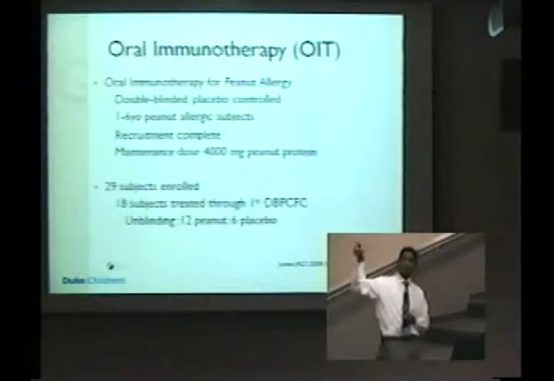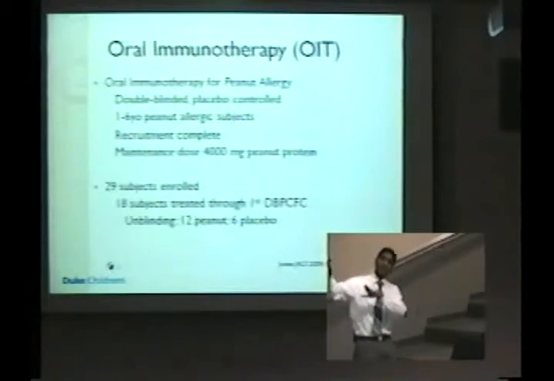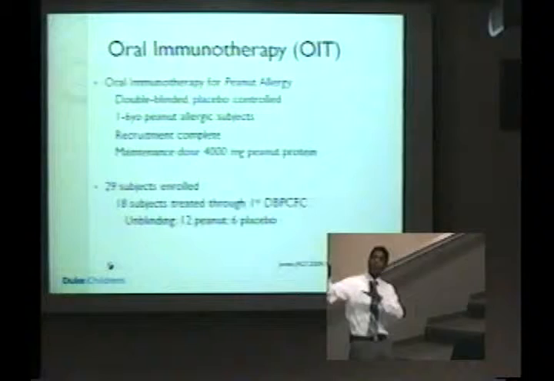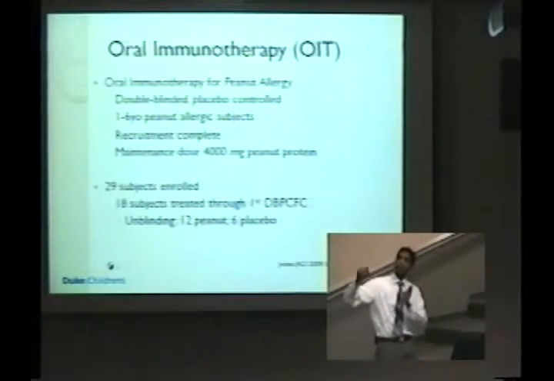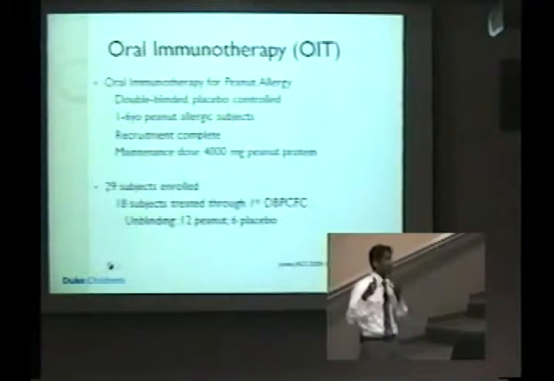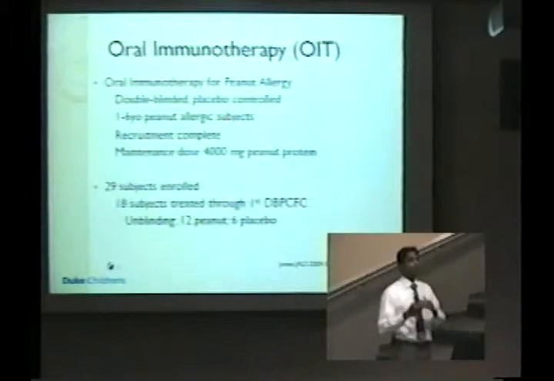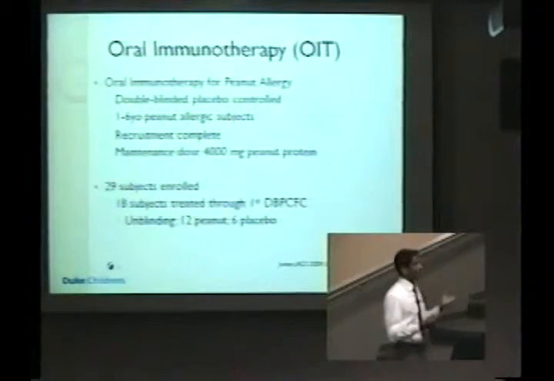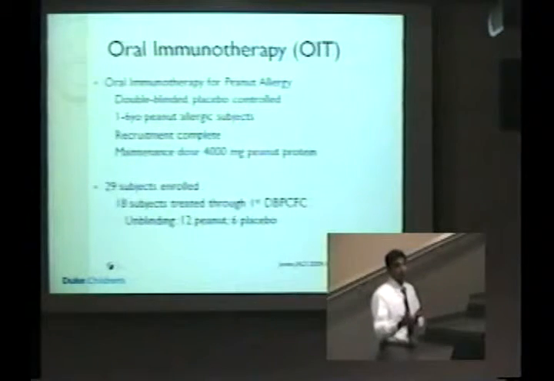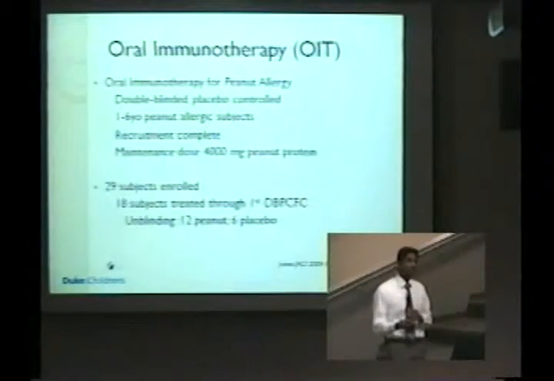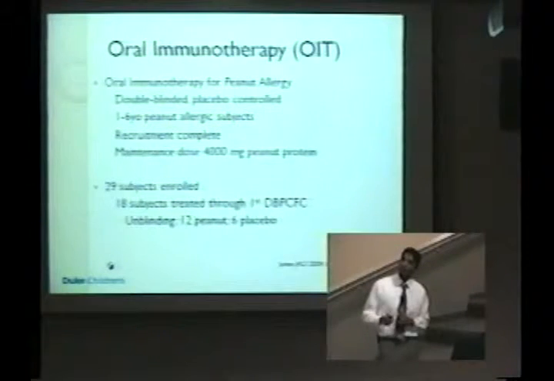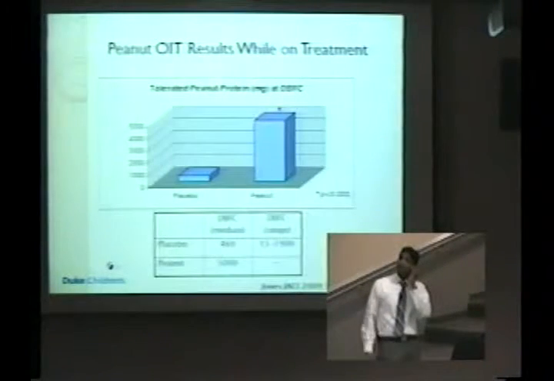The data I'm going to show you fits with these numbers. So with 29 subjects enrolled, 18 were treated through the first food challenge, which happens a year after they start treatment, and after that year they're unblinded. Then we figure out if they're on treatment or on placebo. Those patients on placebo are offered to restart the study on peanut. So there's 12 peanut and 6 placebo.